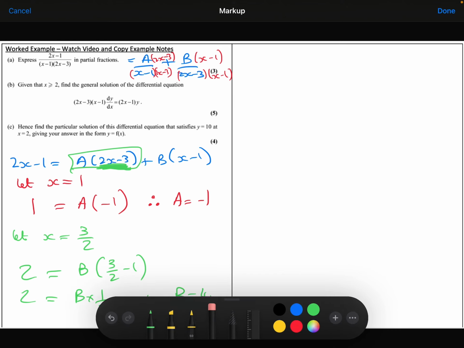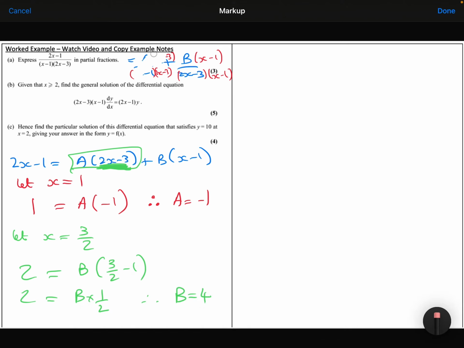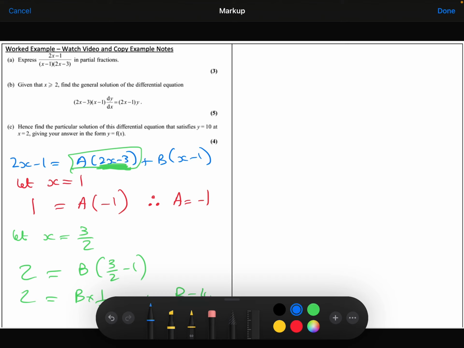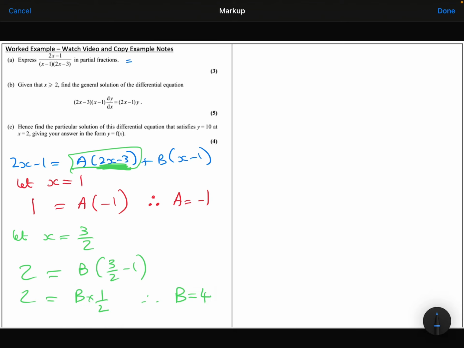So we have managed to figure out that in partial fractions, our original fraction is the same thing as minus 1 over x minus 1 plus 4 over 2x minus 3.